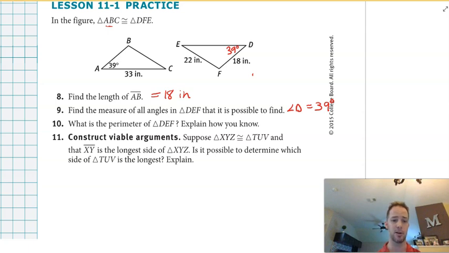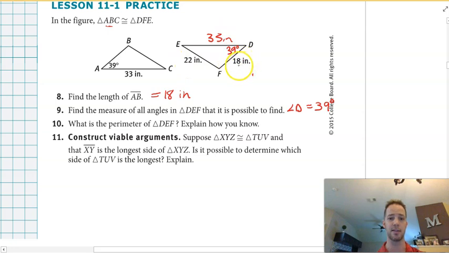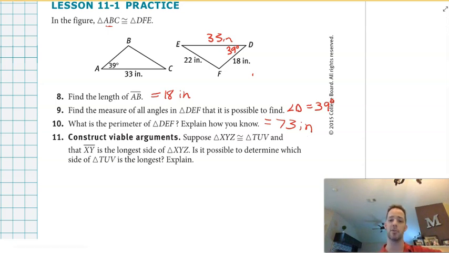Number 10, what is the perimeter of triangle DEF? So here, I know 2 of the sides. If I knew this third one, I could add them all up. And it looks like DE corresponds to AC, so AC is 33. I can just add those up. So 33 plus 22 is 55, plus 18, 73. Hopefully that's correct. 55 plus 18 would be 65 plus 8, 73. Yep.